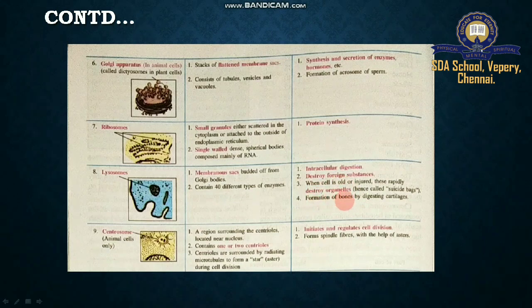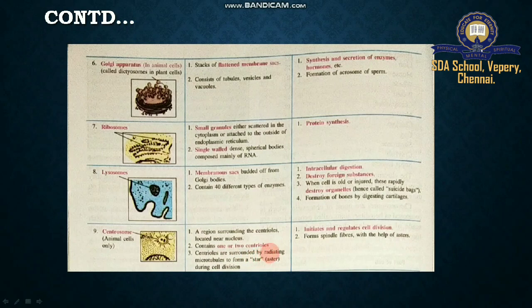Formation of bones by digesting cartilages, a very good role in the formation of bones and digesting cartilage. Then the ninth organelle is called a centrosome, found in animal cells only, absent in plant cells. It is a region surrounding the centriole, located near the nucleus, and contains one or two centrioles.